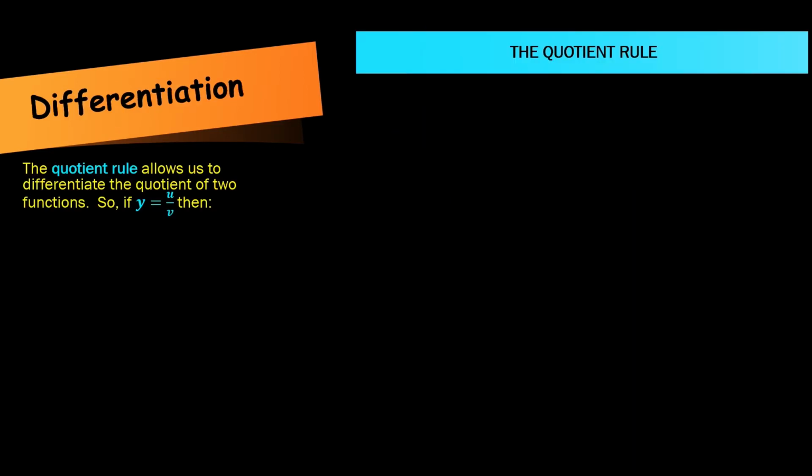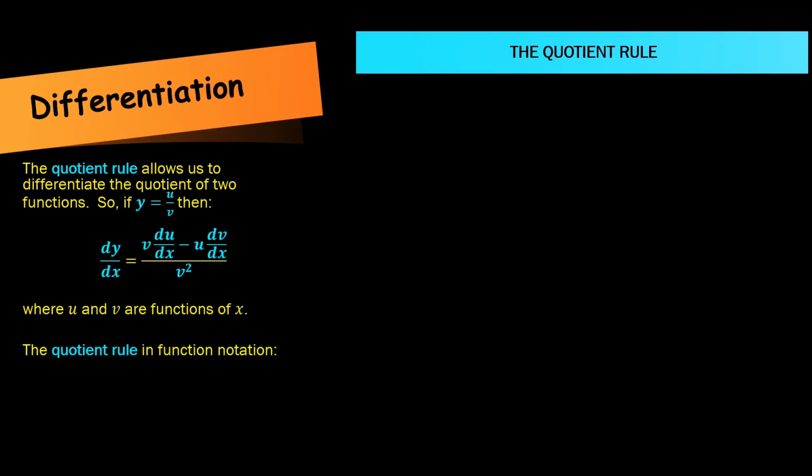The quotient rule allows us to differentiate the quotient of two functions. So, if y equals u over v, then dy dx equals v times du dx minus u dv dx all over v squared, where u and v are functions of x.